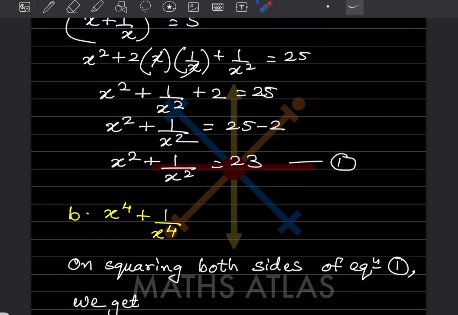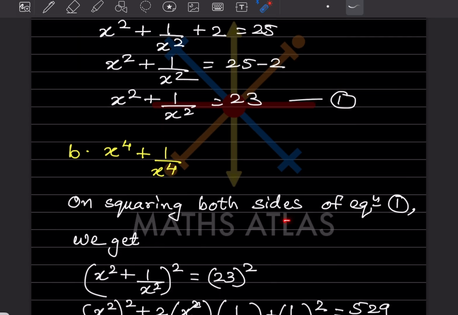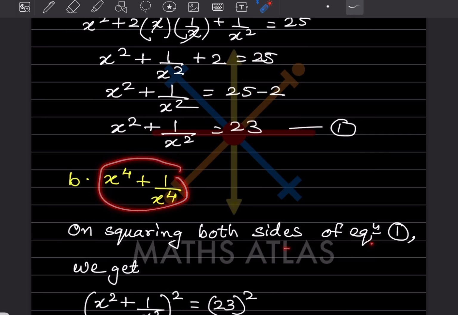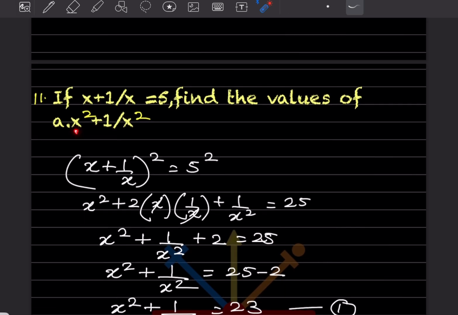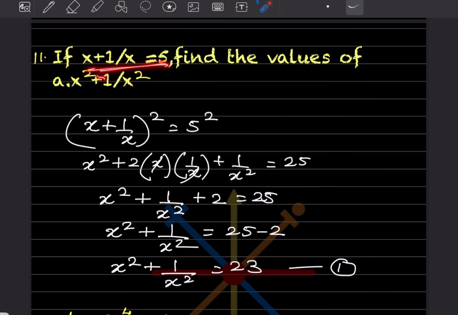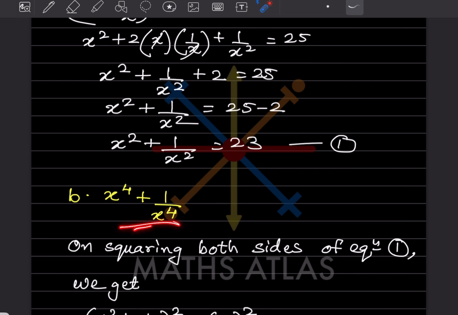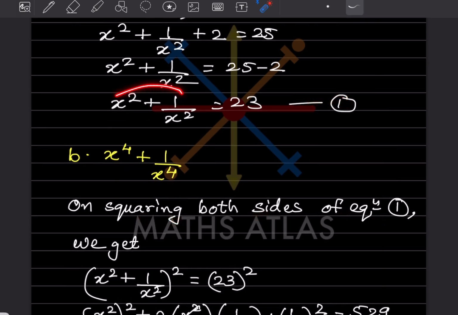Now here x raised to 4 plus 1 by x raised to 4. I'll tell you why I wrote 1 here. On squaring both sides, we have the same problem here. A means these things are going to be the same and this is the b part of it. So I wrote equation 1 because here on squaring both sides of equation 1, squaring this part and this one, I have written here 1.